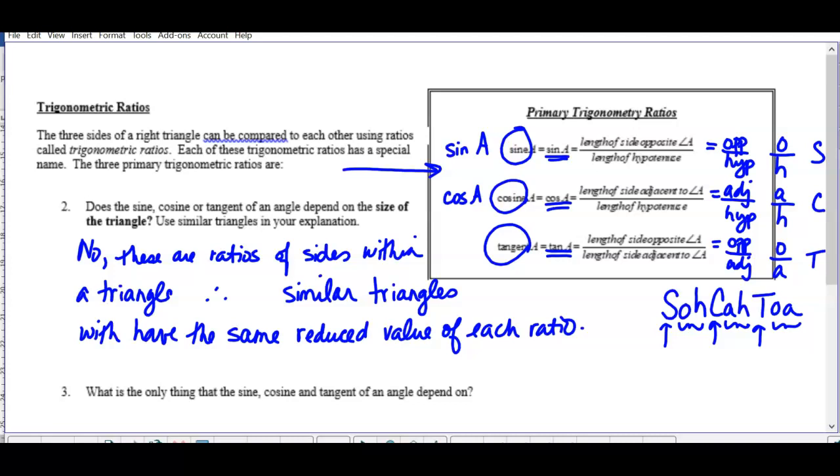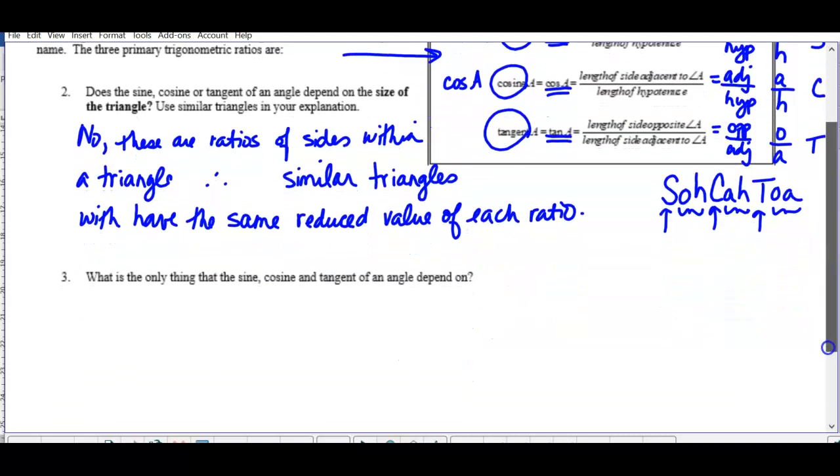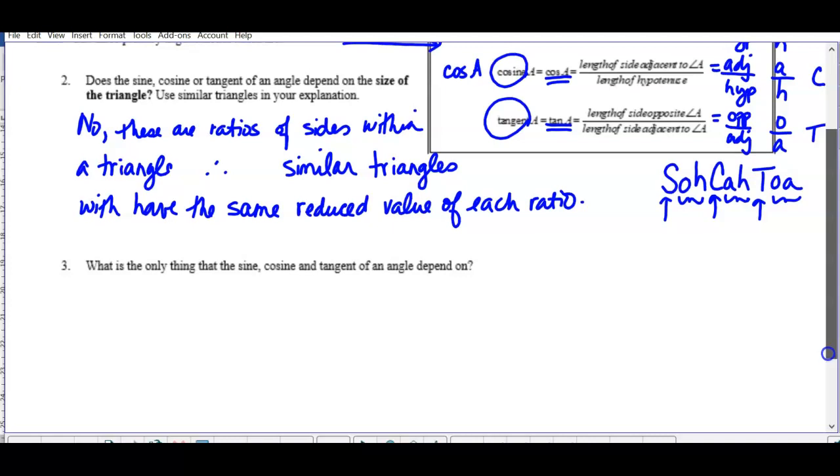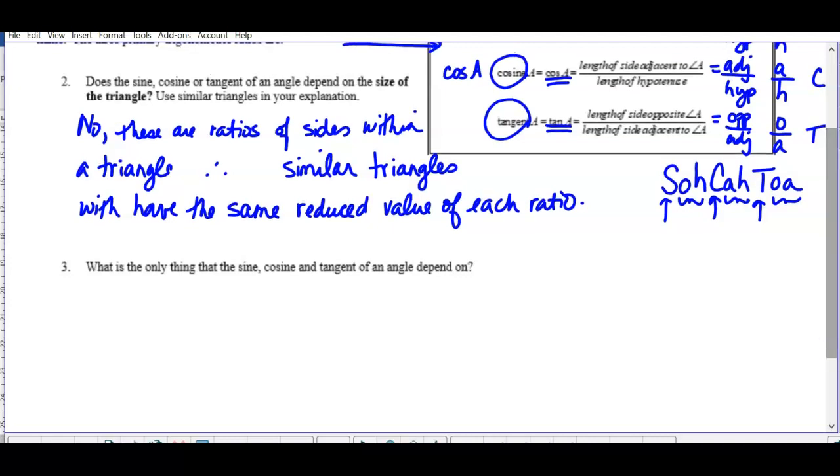Okay? What is the only thing that the sine, cosine, and tangent of an angle depend on? The actual value of the sine, cosine, and tangent depends on the angle that's used. That's what changes the value of it. Okay, so they depend on the angle measurement.